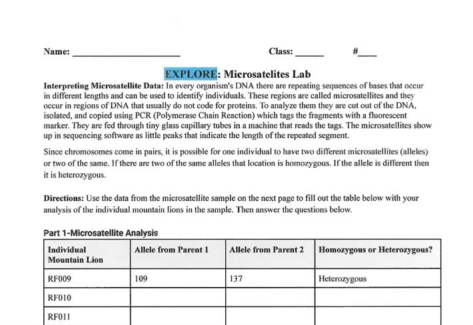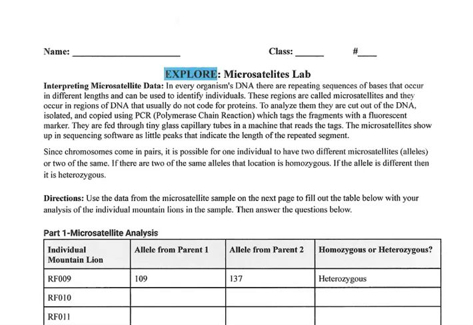It also tags these small pieces with a fluorescent marker, and then they are fed through tiny glass capillary tubes in a machine that actually reads the tags. These microsatellites show up in sequencing software as little peaks that indicate the length of the repeated segment. So the higher the peak, the bigger the segment of DNA. The smaller the peak, the smaller segment of DNA.